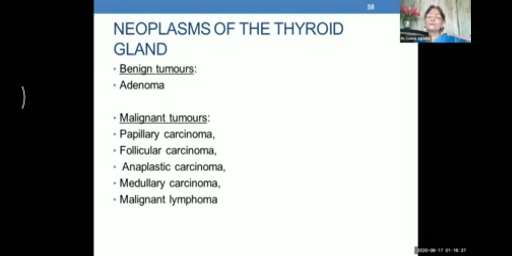Another group of swellings in the region of thyroid or from the thyroid is neoplasms of the thyroid gland. There are two types. One is benign tumors. The common variety is adenoma. Second is malignant tumors, and the varieties are papillary carcinoma, follicular carcinoma, anaplastic carcinoma, medullary carcinoma, and malignant lymphoma.